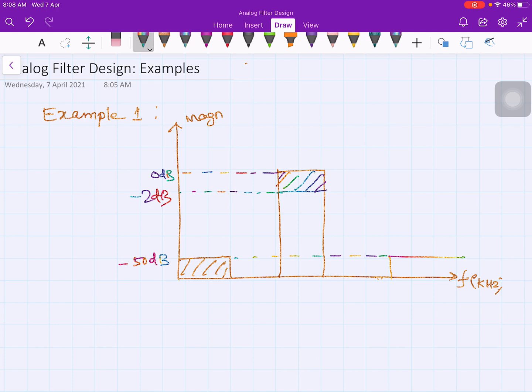The edges of the pass band are specified as 400 kilohertz and then 1200 kilohertz, and the edges of the stop band are specified as 100 kilohertz and then here 300 kilohertz. Okay, so that's a specification.